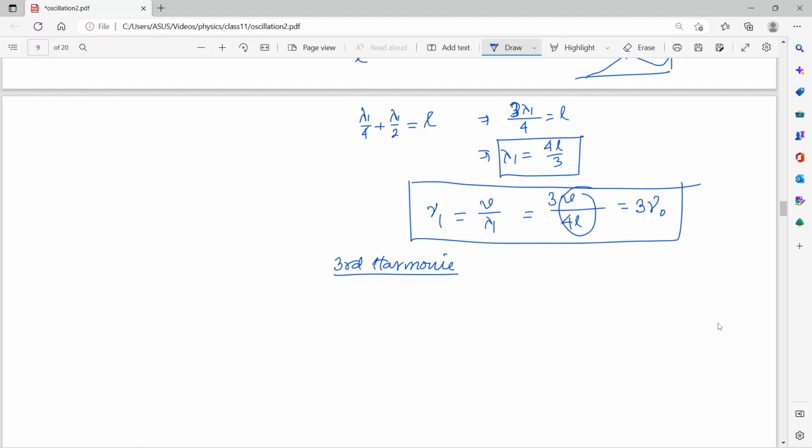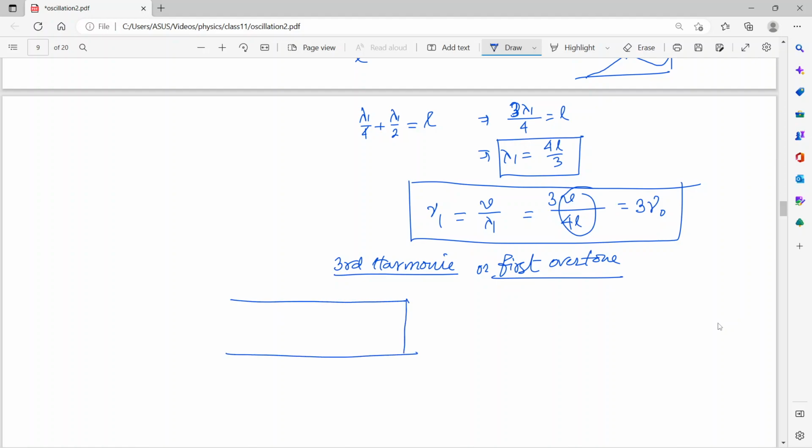And of course, if this is the third harmonic, then it is the first overtone. Next case, what will happen?